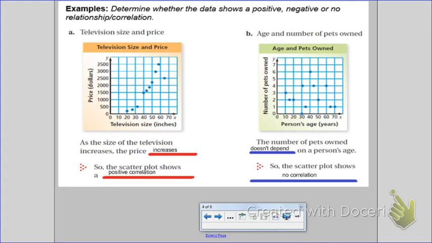These are the answers you should have gotten. As the size of the television increases, the price increases. If we're reading this graph left to right, we see that these dots are going upwards, so the scatter plot shows a positive correlation. For part B, the number of pets owned doesn't depend on a person's age because these dots are just kind of randomly scattered about. They're not going upwards or downwards as x is increasing.